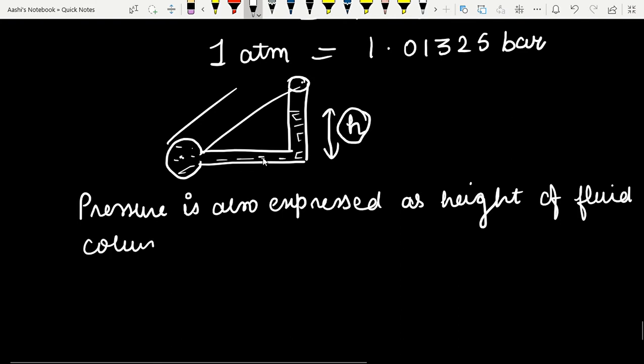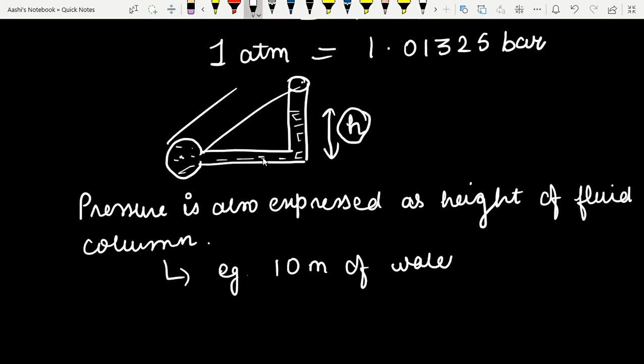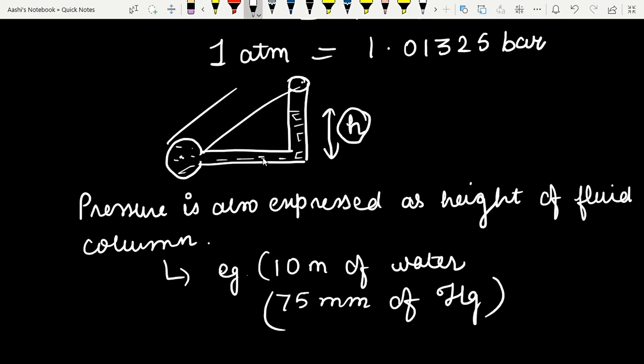So in strength of materials, basically we do not use this pressure term because we deal with solid bodies. In liquids and gases we use pressure, and in solids we use stress for force per unit area. So as I said, I can write the pressure as 10 meters of water, or maybe 75 mm of Hg. Later we'll see how much pressure is there in terms of pascal or kilopascal due to this height.